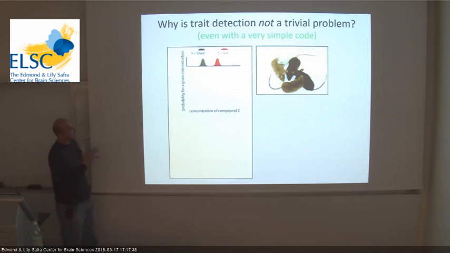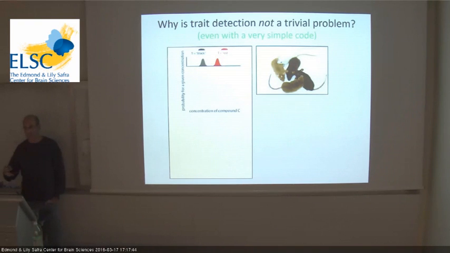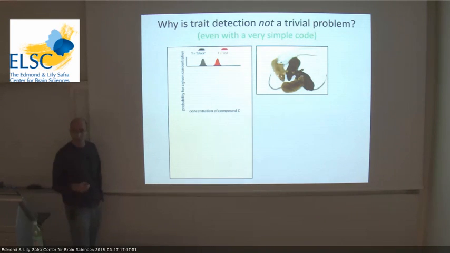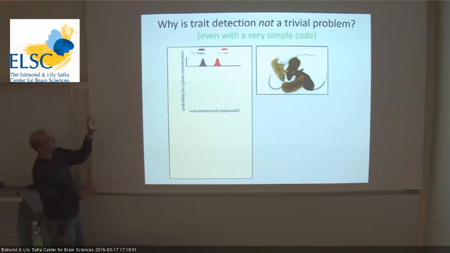And I'd like to spend some time with this maybe confusing slide and explain why this is not a trivial problem, why trait detection is not something that should necessarily be so simple. Even if we think about a very, very simple code, the simplest code that I can think of is that you have one molecule whose levels will indicate whether the female is in estrus or not. So here's this scenario that I show here.